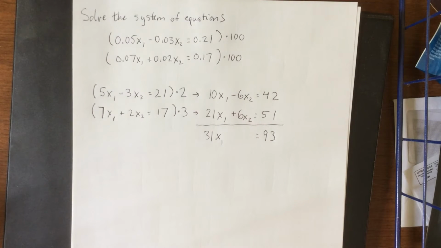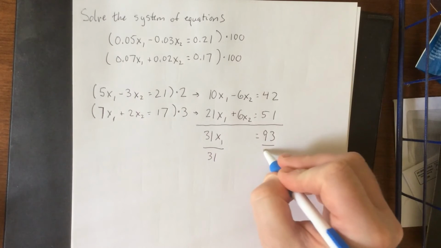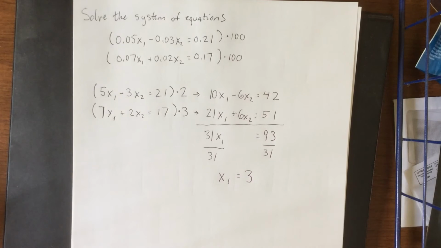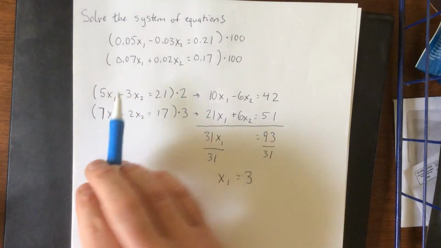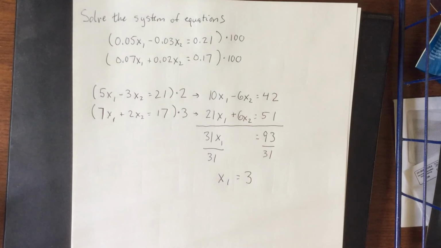Now this is great news for us because 31 goes into 93 really nicely, giving us x1 is equal to 3. Once you have your value for x1, you can head back to either of these two equations here, or you can head back to either of the original equations in order to solve for x2.